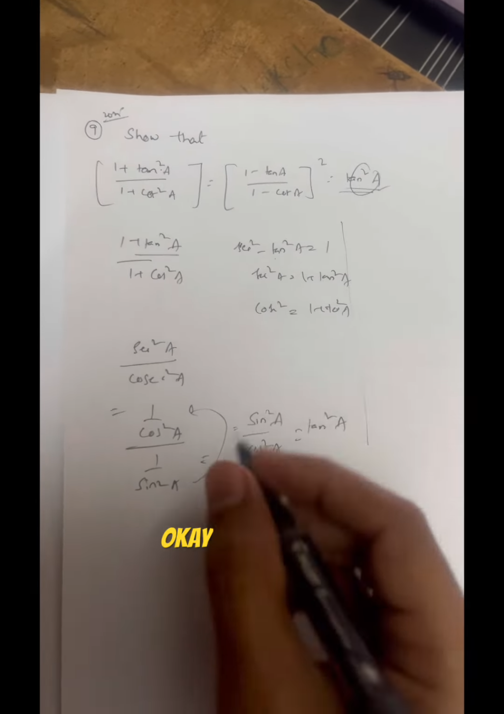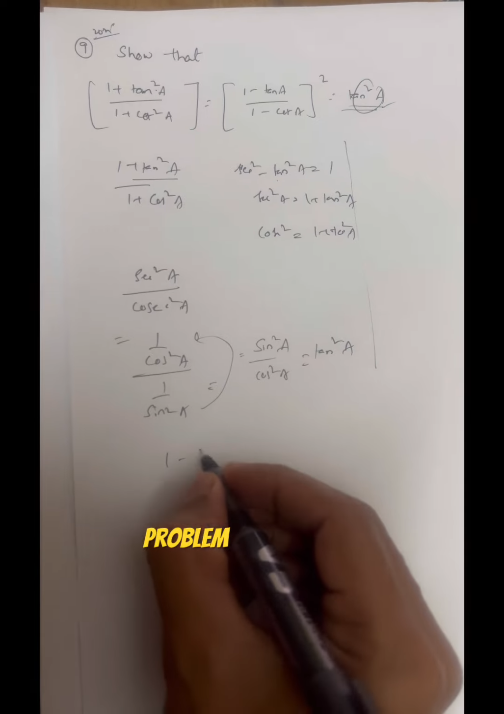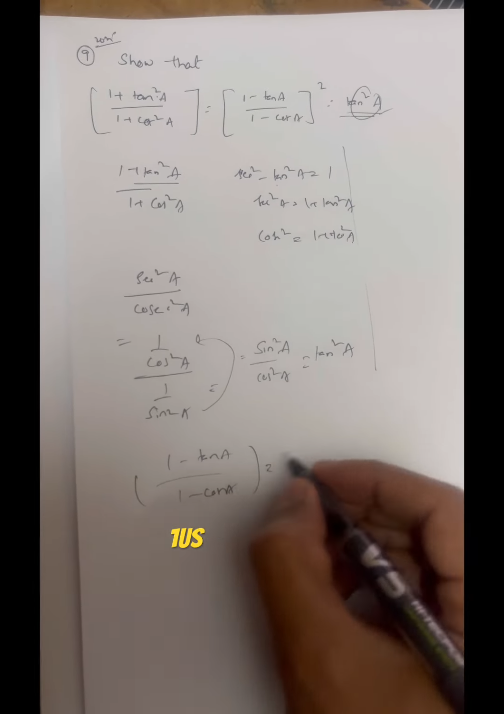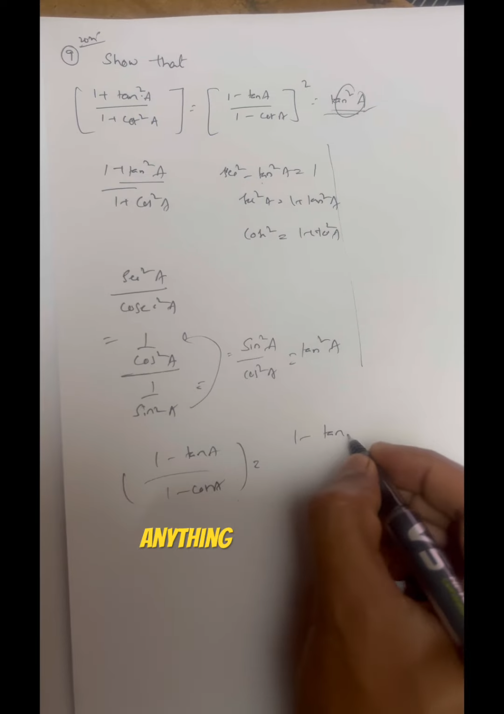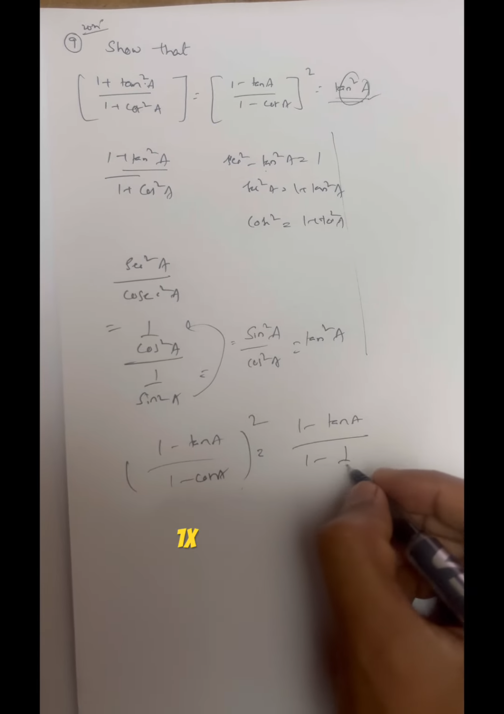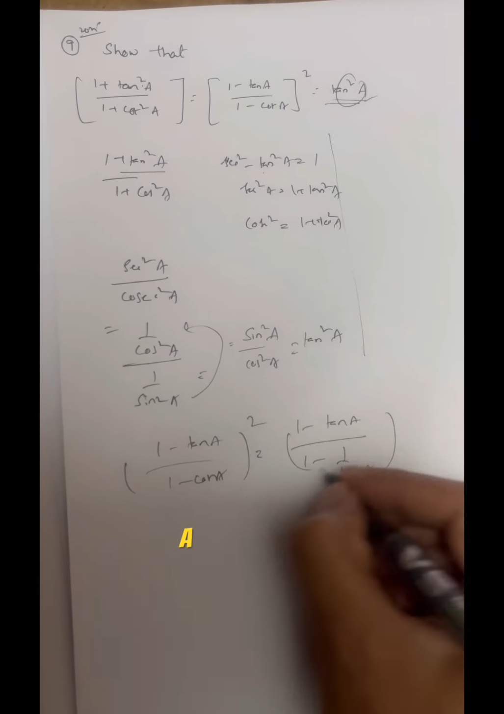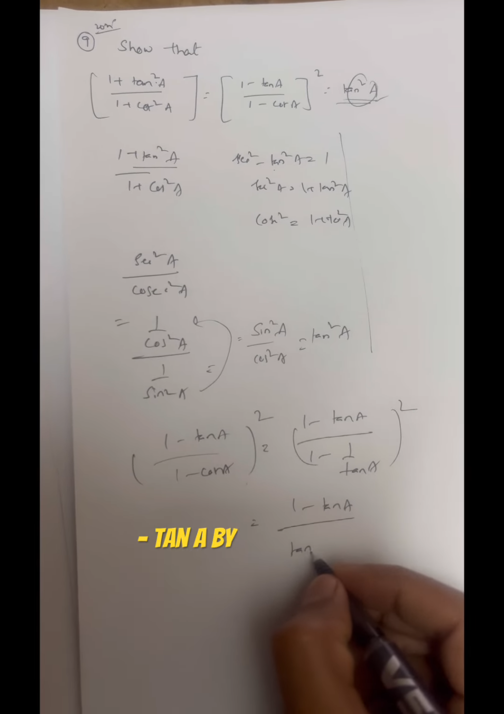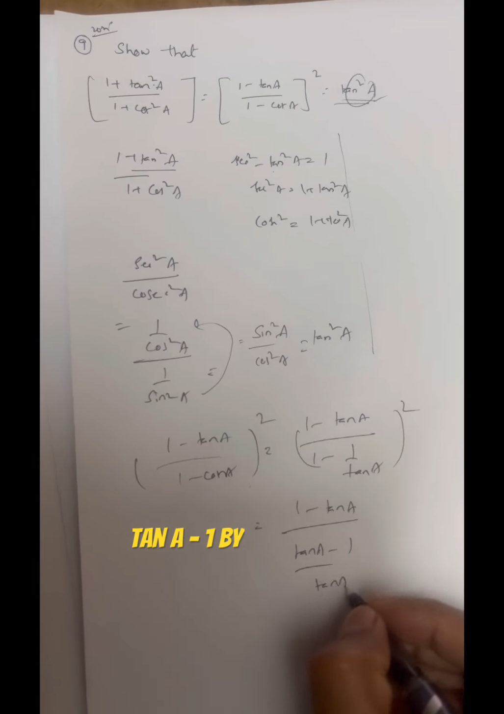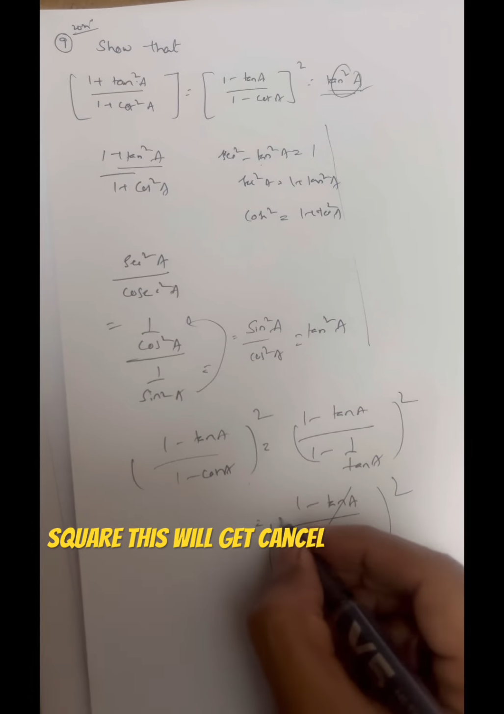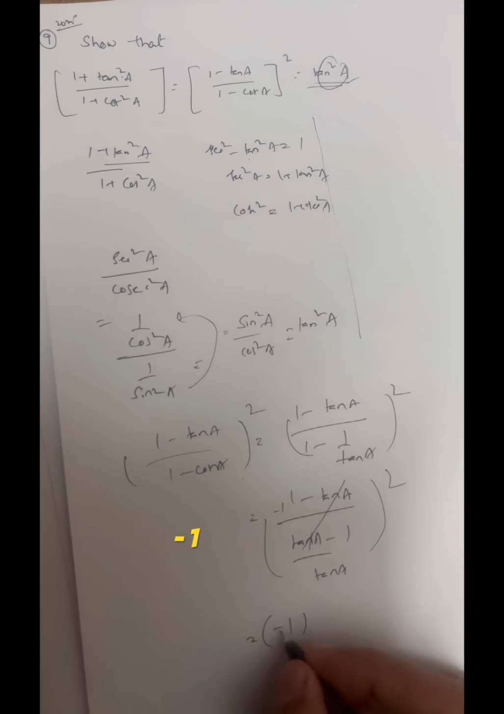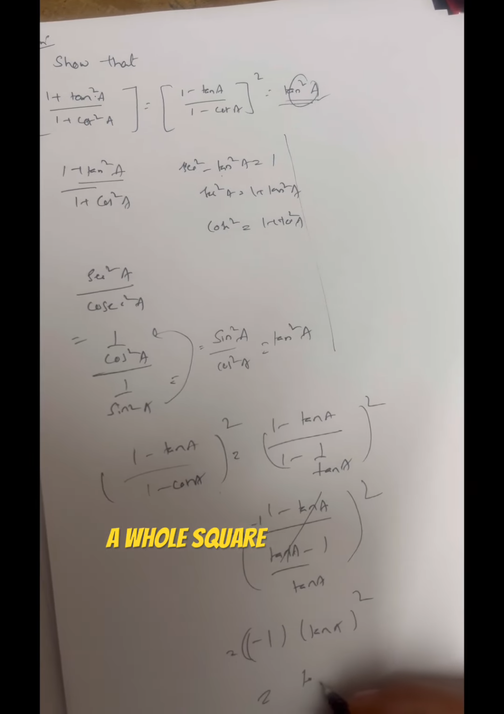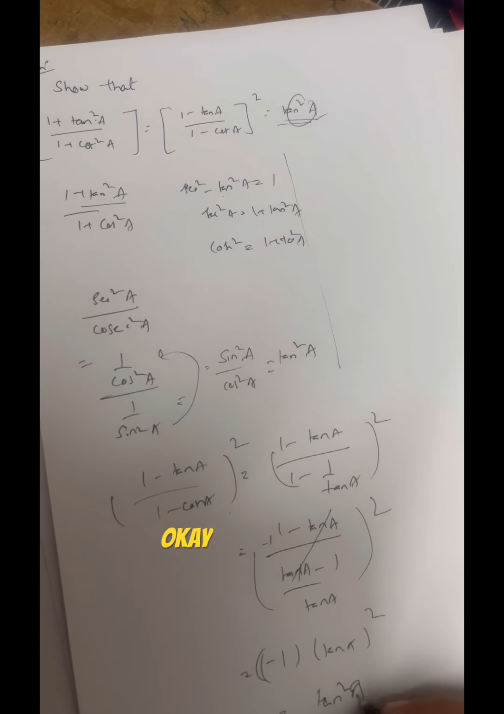Okay, second method, (1 − tan A)/(1 − cot A). Convert this into tan A, whole square, (1 − tan A) whole square. (1 − tan A)/(tan A − 1)/tan A, whole square. This will get cancelled with the minus 1, leaving tan A whole square, tan² A. Okay, hence proved.